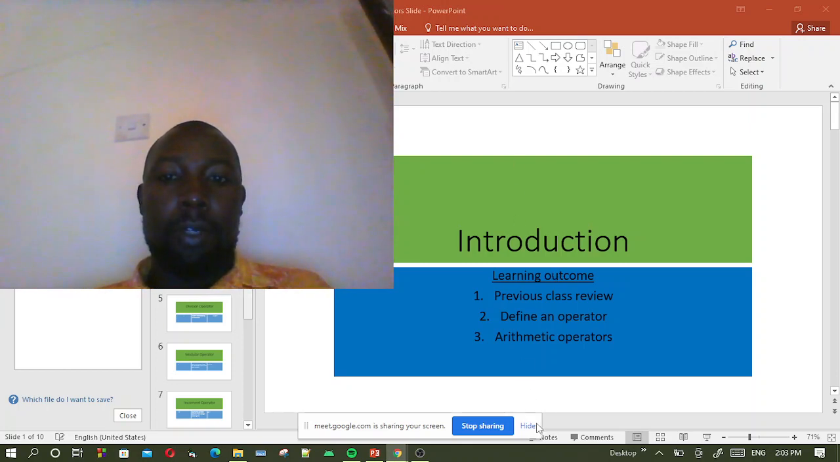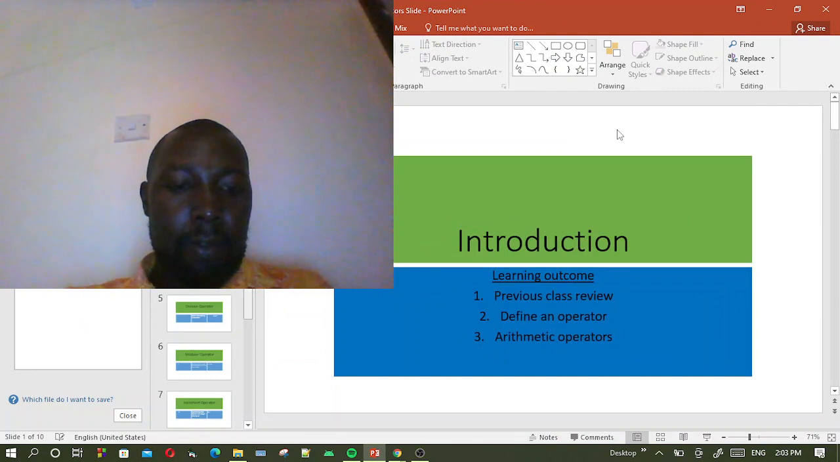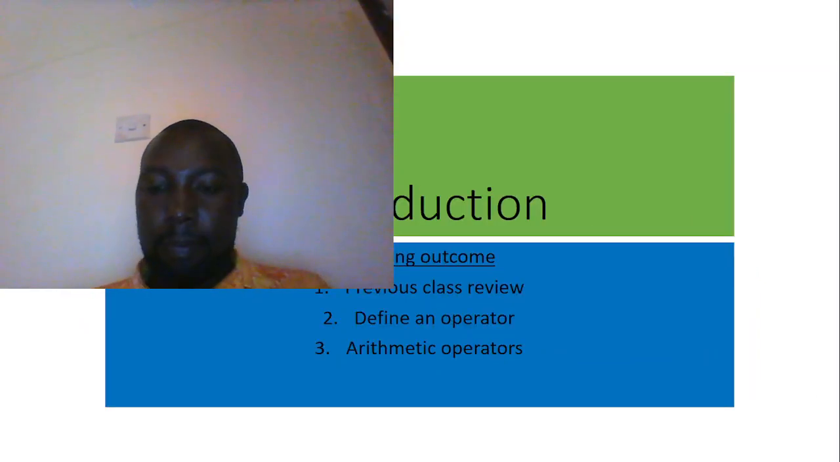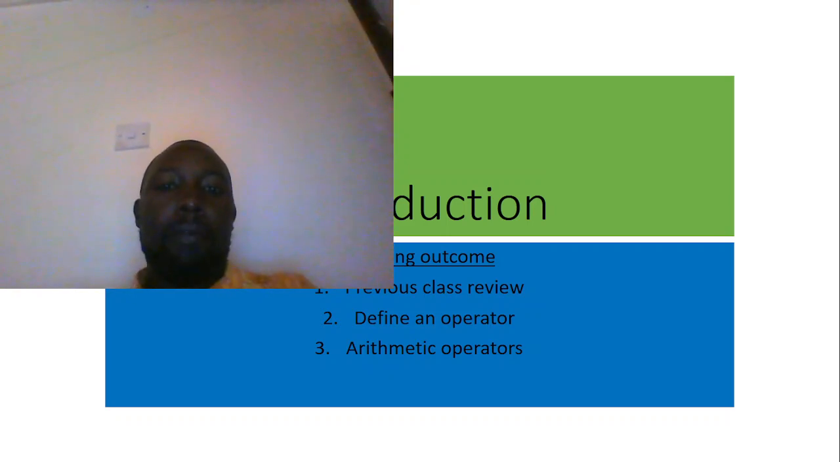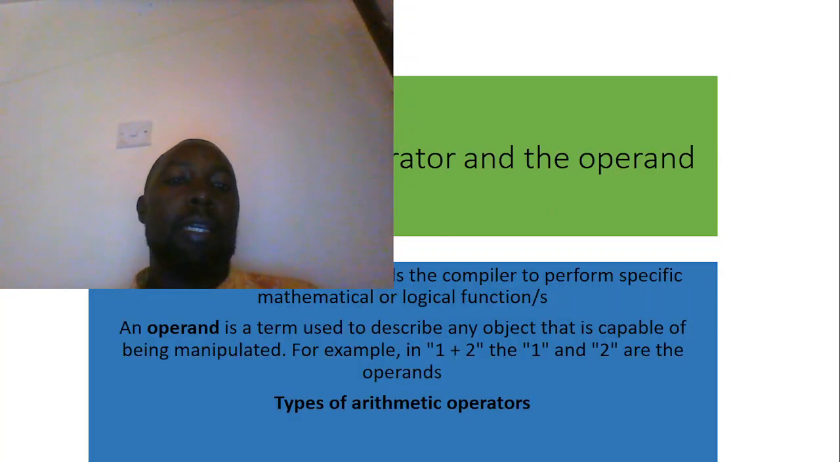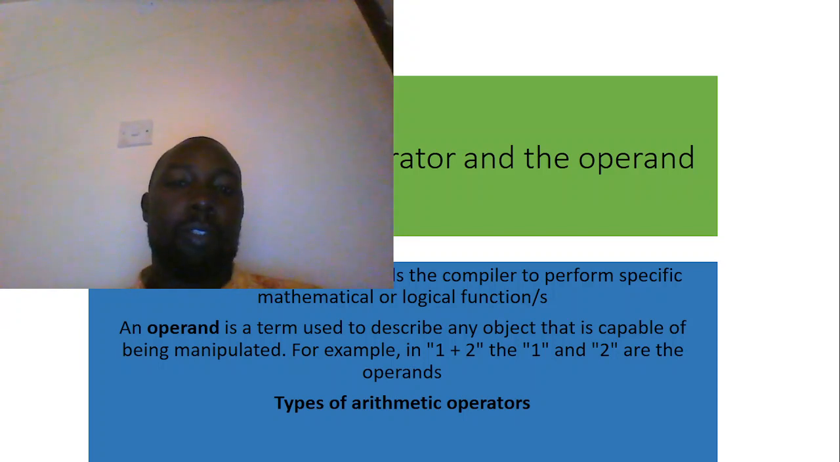So I want us to discuss operators. We define what is an operator. We also define what is an operand. That is our learning outcome. We define what is an operator, then we check the types of arithmetic operator. An operator is a symbol that tells the compiler to perform a specific mathematical or logical function. Then an operand is a term used to describe any object that is capable of being manipulated.